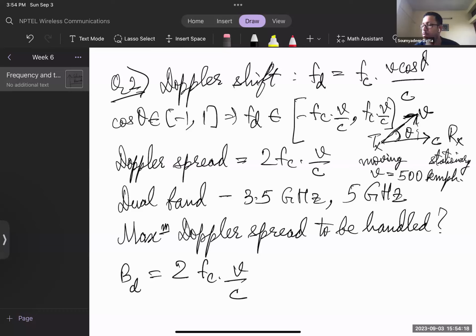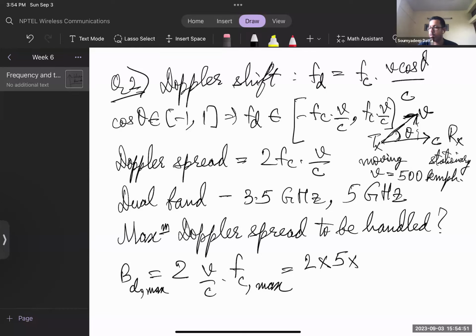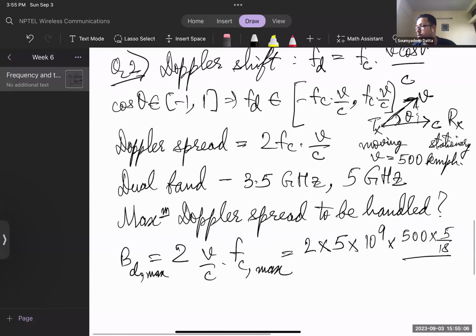So for the maximum Doppler spread, the velocity is known, but for the carrier frequency we need to take the maximum possible carrier frequency, the worst case. We have two bands, 3.5 and 5 gigahertz, so it's 5 gigahertz. Let us put in the values. 2 times 5 gigahertz, which is 5 times 10 to the power 9, and v by c. v is 500 kmph, so 500 into 5 by 18 meters per second, divided by the speed of light, which is 3 into 10 to the power 8 meters per second.